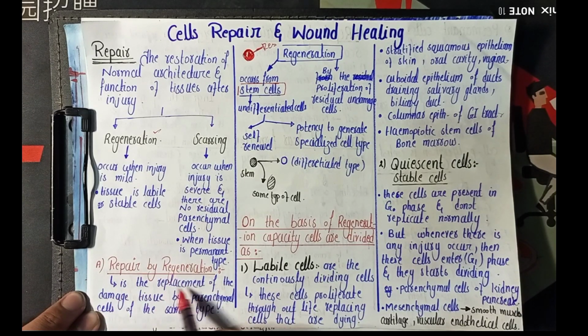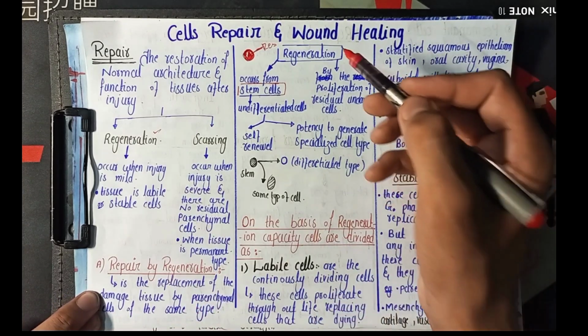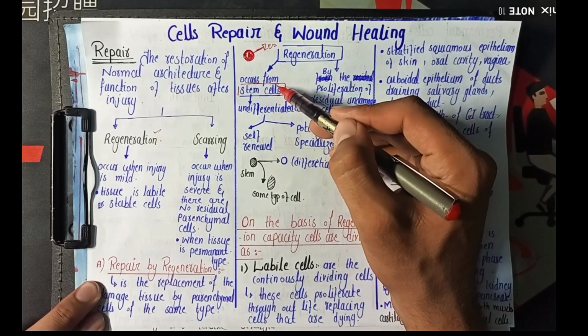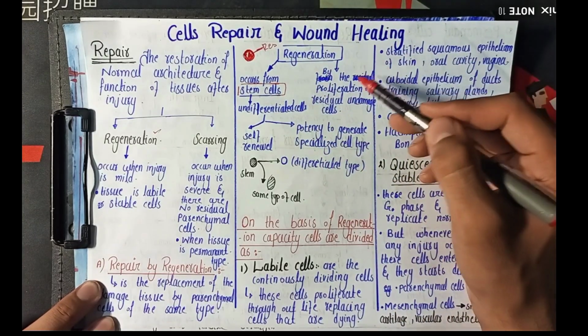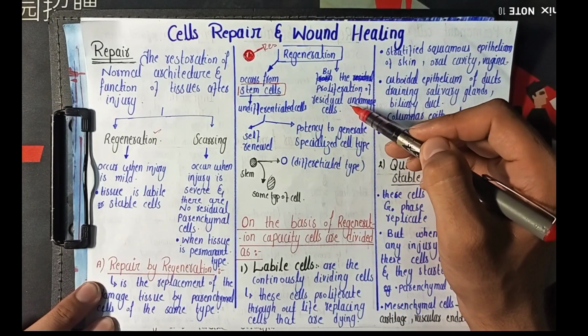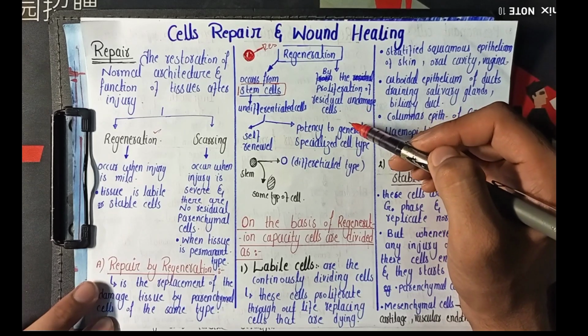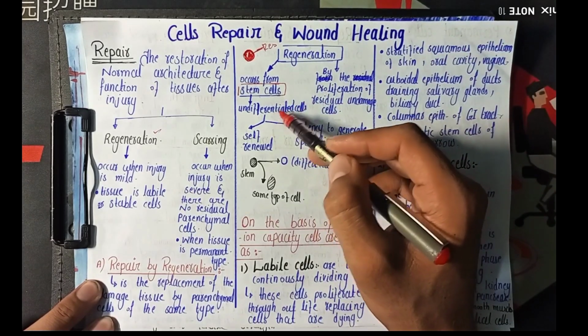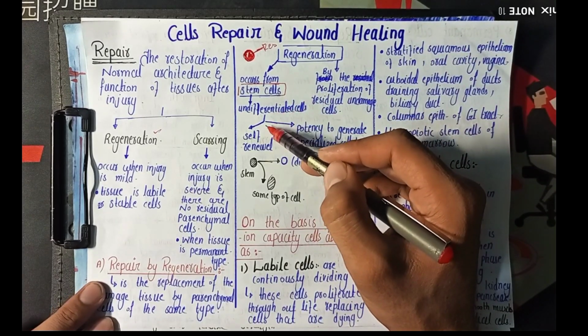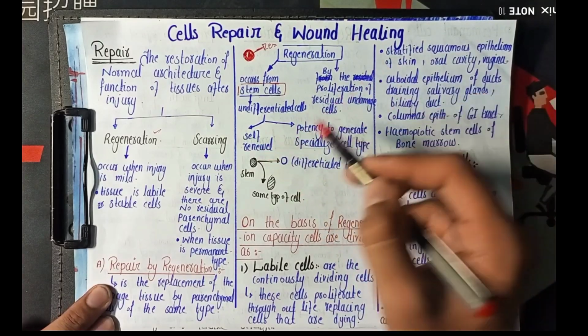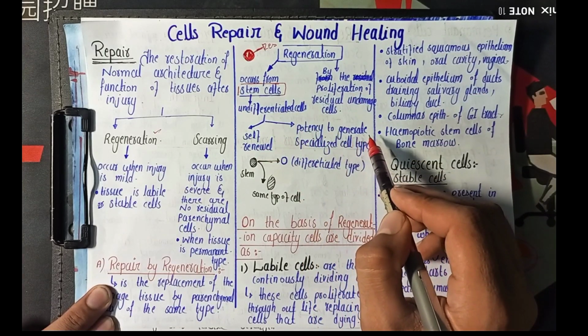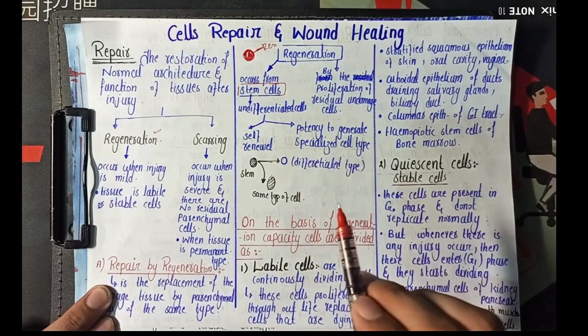Regeneration को हम डिफाइन करते हैं as the replacement of the damaged tissue by the parenchymal cells of the same type is known as regeneration. And the regeneration occurs either from the stem cells or from the proliferation of the residual undamaged parenchymal cells. And the stem cells are undifferentiated cells, and they have the ability of self-renewal, and they also have the potency to generate specialized cell types.